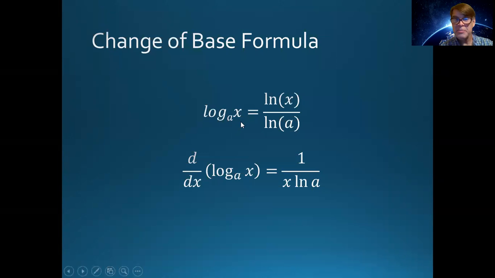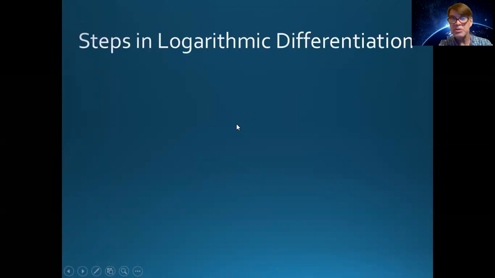Okay, change of base formula. Log base a of x can get complicated. So knowing that whatever a is, maybe it's 2.7, the logarithm base a of x is equal to the natural logarithm of x divided by the natural logarithm of a. So this is a helpful formula. Also, what is the derivative of a general logarithm? Well, it's going to be 1 over x times the natural logarithm of the base a. Things to know. This is a summary of the things that you need to know.